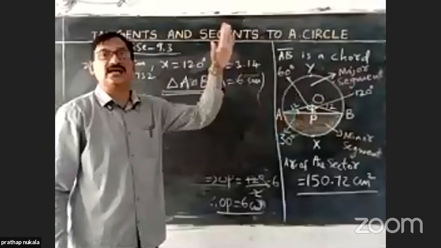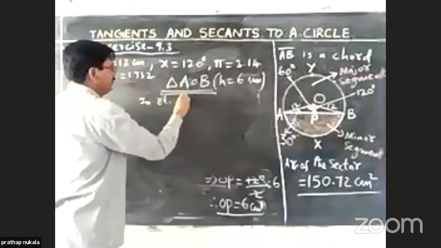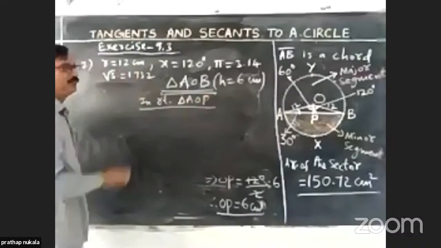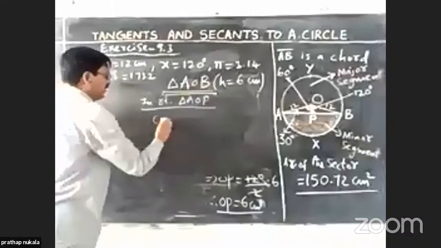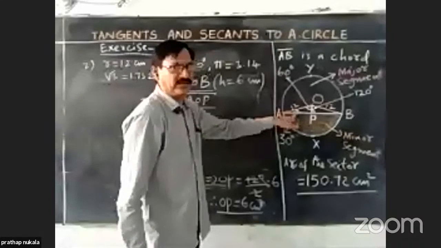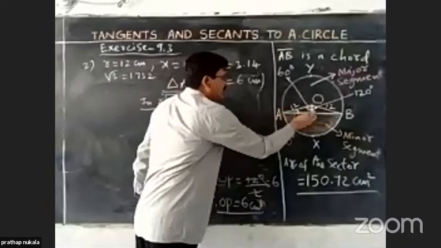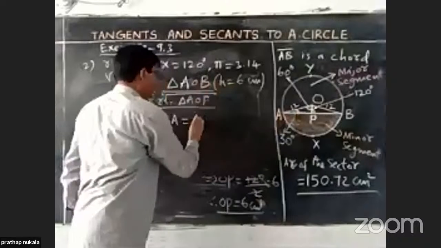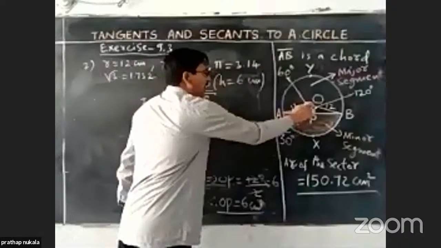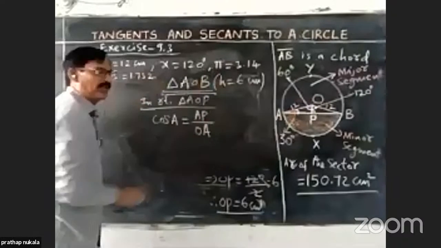Cos A, in right triangle AOP. I am using the trigonometric ratio cosine. Cos A equals the adjacent side to angle A, which is AP, divided by the hypotenuse. The hypotenuse is the same as previous, OA.